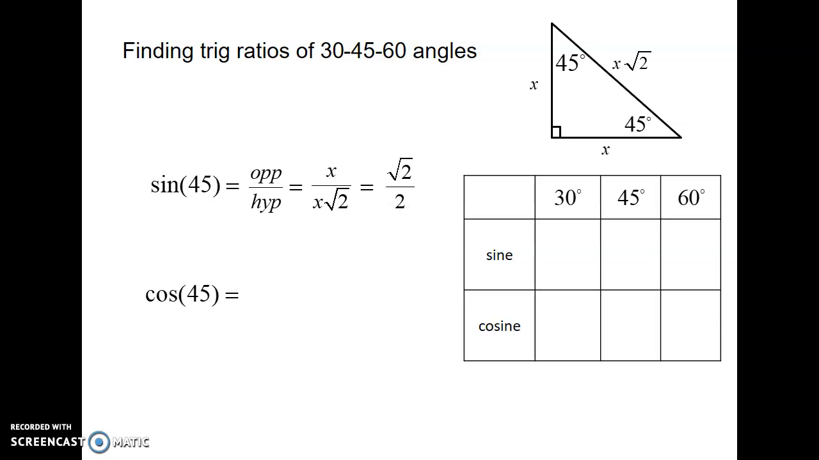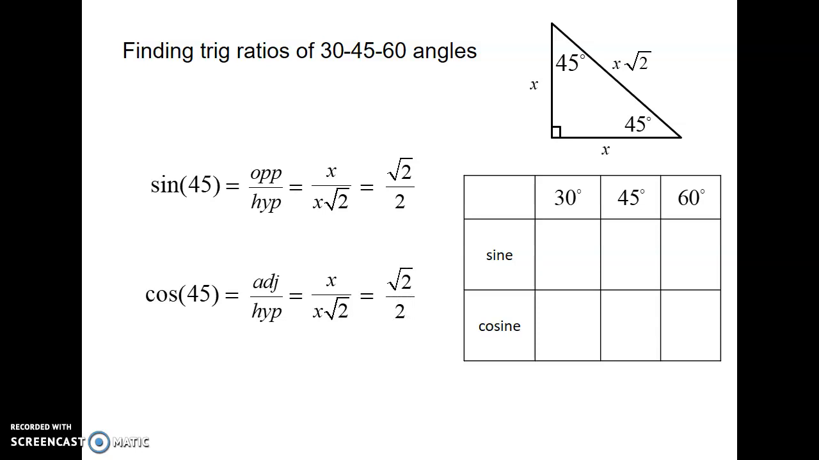All right, for cosine, we're going to do the same thing. It's adjacent over hypotenuse, which is again going to be x over x root 2. We reduce the fraction, get 1 over root 2, and again, we don't like square roots in the bottom of our fractions, so we multiply to the top, and we get root 2 over 2.